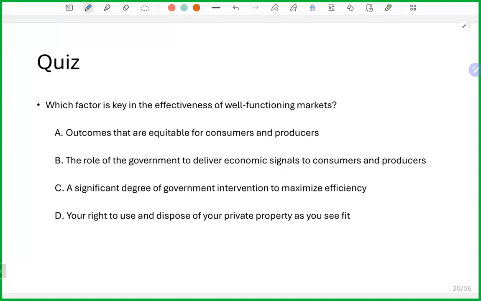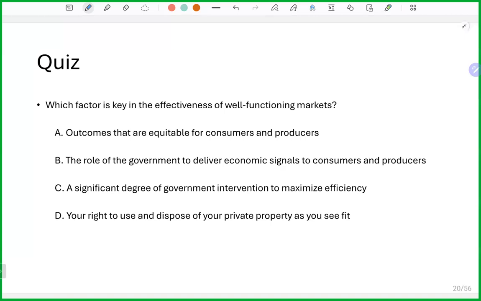I don't know the answer actually, because maybe there could be potentially two answers. Let's first look at the first one here. Outcomes should be equitable to both consumers and producers, but it's not quite a key condition for a well-functioning market.